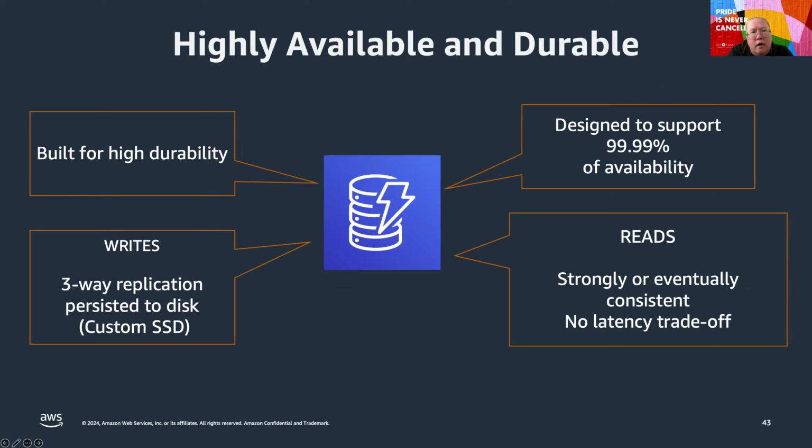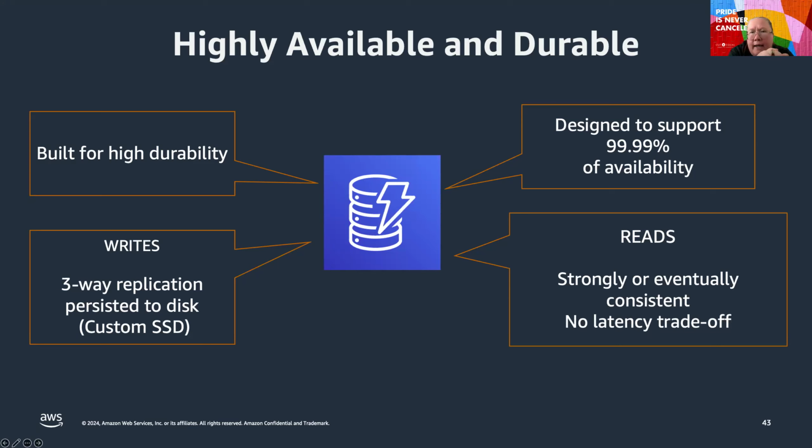When it comes to writes, there's three-way replication persisted to disk, so custom SSD disks, and reads can be strongly or eventually consistent. What you need to understand is that there are ways of doing the reads based on the use case. When you do read operations, you can define whether you need strong consistency or eventual consistency. Meaning, when data changes are happening, what kind of consistency is expected of that data set at a given time?